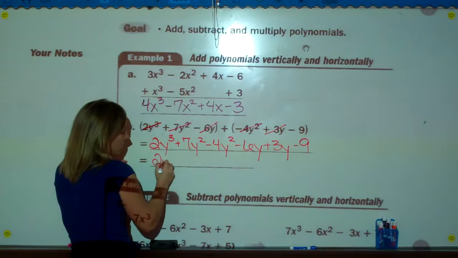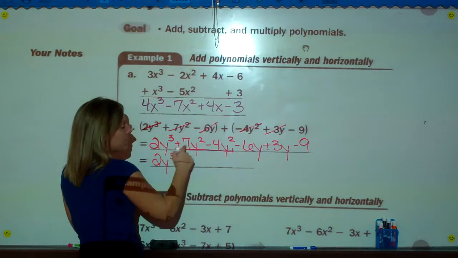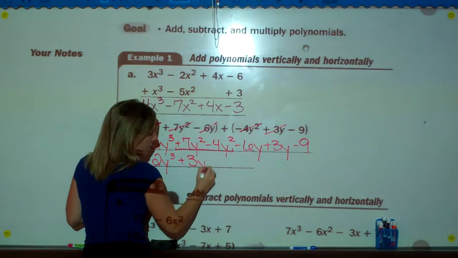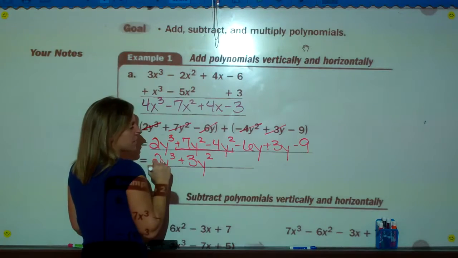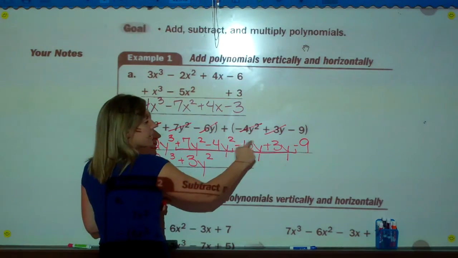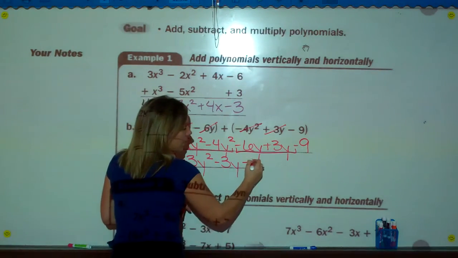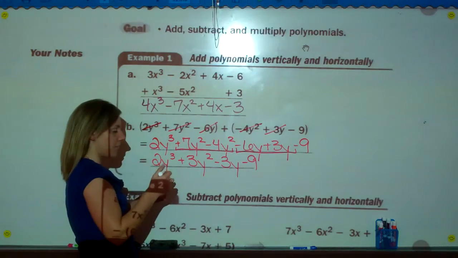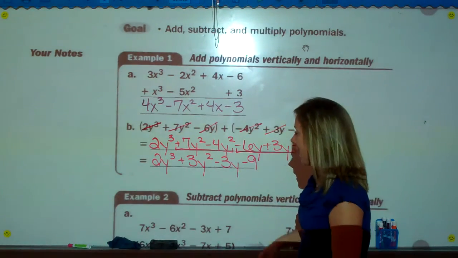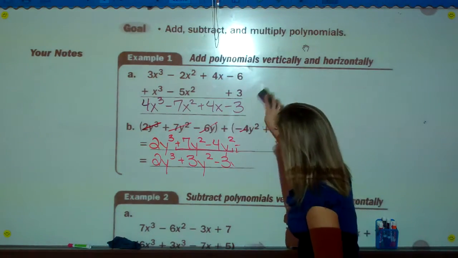So 2y to the third stays. We combine those two. Positive 7 minus 4 is positive 3y squared, because that just tells us that they combine. And then we put these two together, because they're both y's. Negative 6 and positive 3 is negative 3y. And then minus 9, because it didn't have a partner, okay? So it's just recognizing like terms and adding them up, okay? And you could set it up either way.